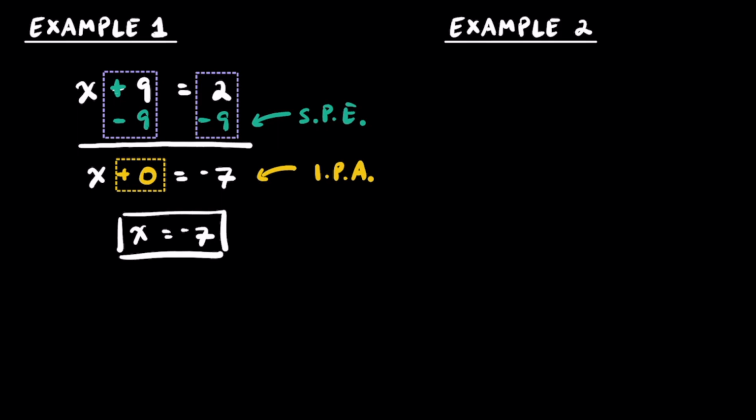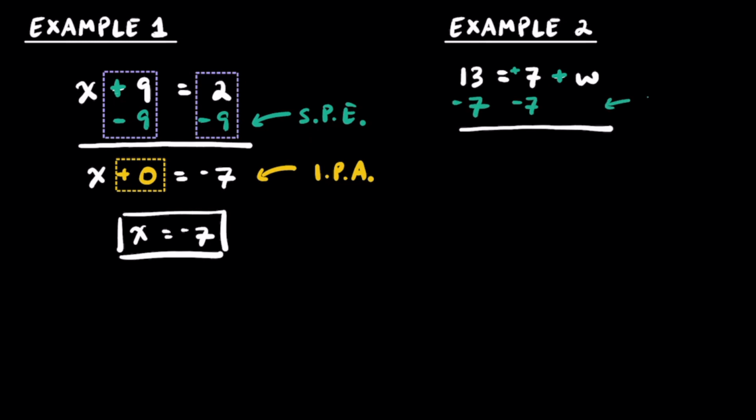For example 2, let's try solving the equation 13 is equal to 7 plus w. Once again, we have this addition sign, but also note that we have a positive 7 over here. Because we're solving for the variable w, we need to get rid of this plus 7. To do that, we're going to subtract 7 from both sides of the equation.